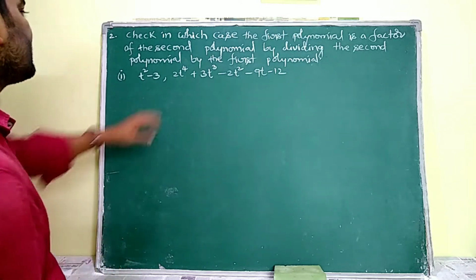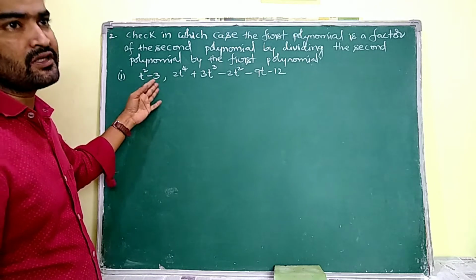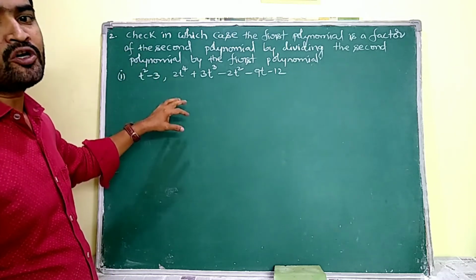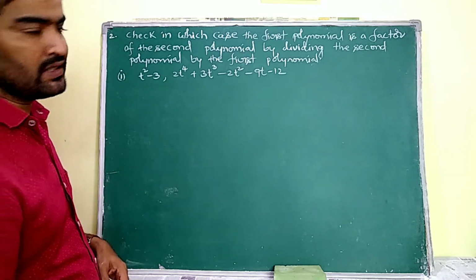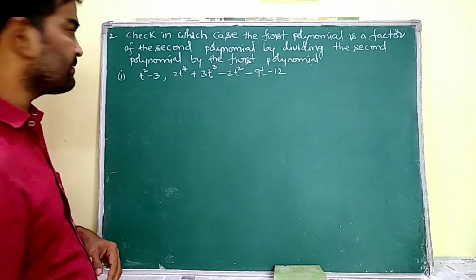Firstly, we have to divide the second polynomial by the first. Before starting the division, we have to check whether the given polynomials are in a standard form or not. If there are any missing terms, then you have to write 0 in the place of that missing term.